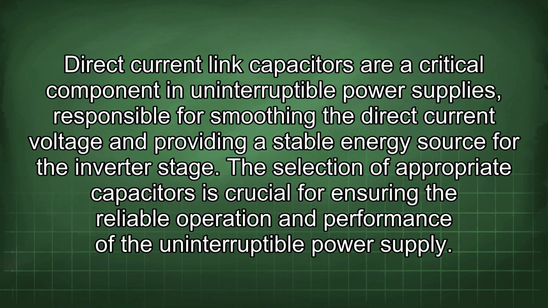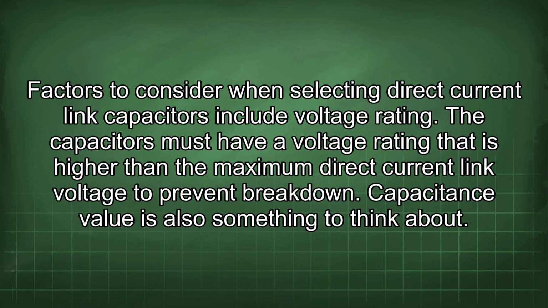Direct current link capacitors are a critical component in uninterruptible power supplies, responsible for smoothing the direct current voltage and providing a stable energy source for the inverter stage. The selection of appropriate capacitors is crucial for ensuring the reliable operation and performance of the uninterruptible power supply. Factors to consider when selecting direct current link capacitors include voltage rating. The capacitors must have a voltage rating that is higher than the maximum direct current link voltage to prevent breakdown.